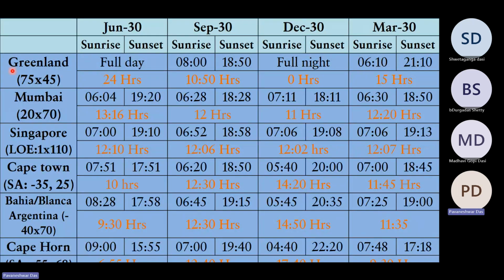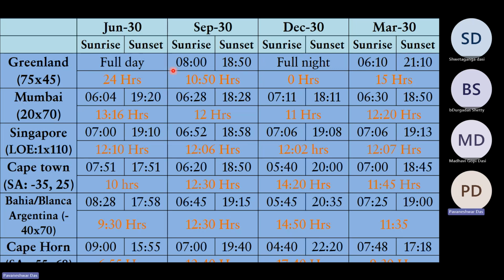Greenland is at 75 degrees north. Mumbai, 20 degrees north. Singapore, 1 degree north, is almost on the line of the equator. Cape Town, minus 35 degrees south. Bahia, minus 40 degrees south. Cape Horn is much less, minus 50 degrees or something like that. So in all these places, you can see.